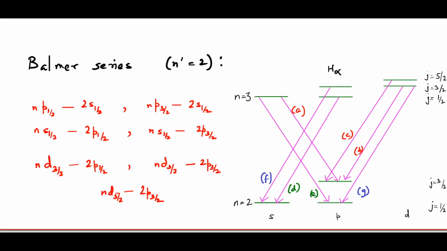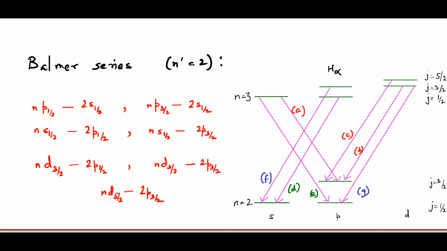Let us wrap up this lecture with a discussion on one of the most famous set of lines in the hydrogen spectrum. This is the Balmer series, where the transitions occur from some higher level to a lower level with n prime equals 2. The reason why this is the most famous is simply because many of these lines are actually in the visible region. So they were the first ones to be discovered.